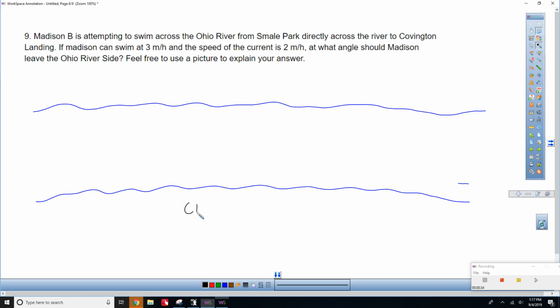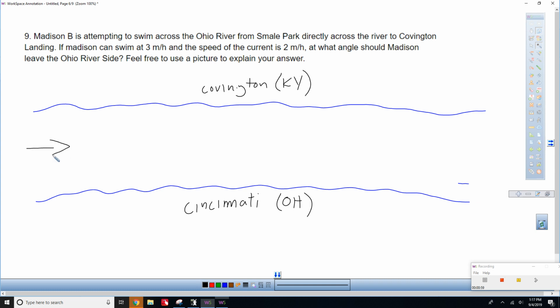So, here is Cincinnati. And that's in Ohio. And here's Covington. And that's in Kentucky. Okay. The Ohio River is flowing towards the Mississippi in that direction. And now we can get into the problem.